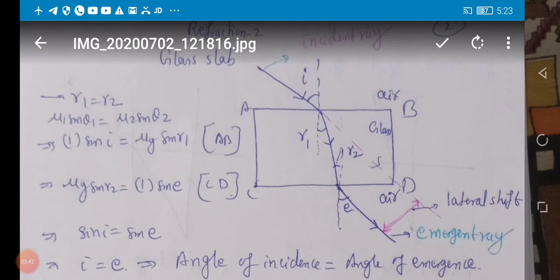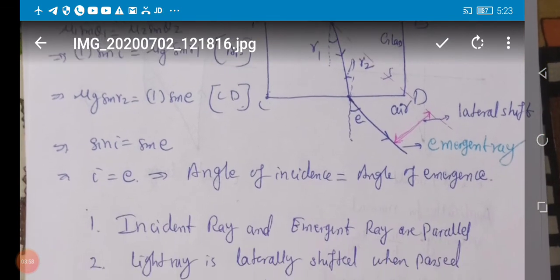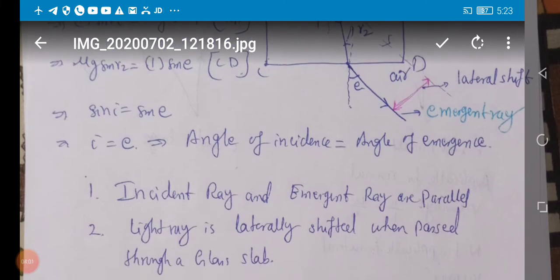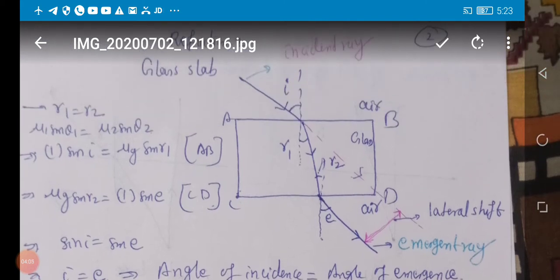This means when a ray of light travels through a glass slab, the incident ray and the emergent ray are parallel. The emergent ray is parallel to the incident ray. And the light ray is laterally shifted, student. See the figure, laterally shifted. If the slab was not there, the ray would have passed straight. But laterally it got shifted. But it is parallel. So these two points related to the glass slab we have to remember.